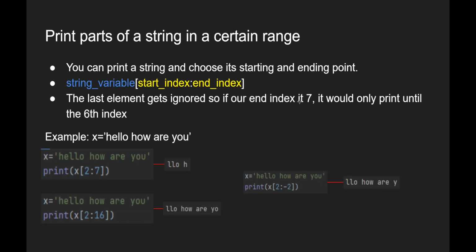You can print a certain range of a string. So if you said 2:7, it would print it from L to H and not include the O because it ignores the final one. And then 2 to 16 will print L to O, and then it won't count the U because it ignores it. Then you can also do it from a negative too, and we'll go to Y and ignore the O.